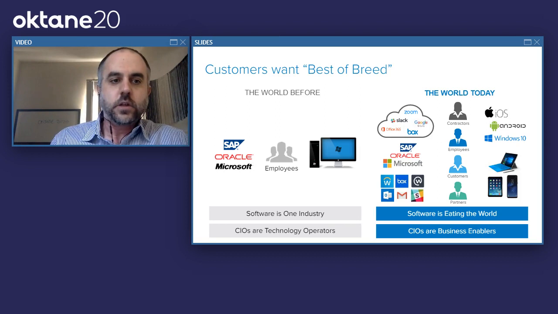But addressing these access opportunities, we can't do them in a proprietary way. Customers want best of breed. We're no longer in a world of a few technology providers and vertically integrated platforms addressing the end-to-end technology platform needs. We've moved to a world where software is eating the world. Everybody is a technology provider.